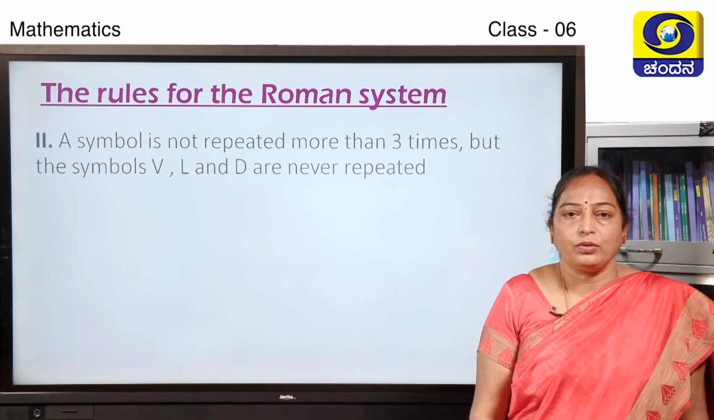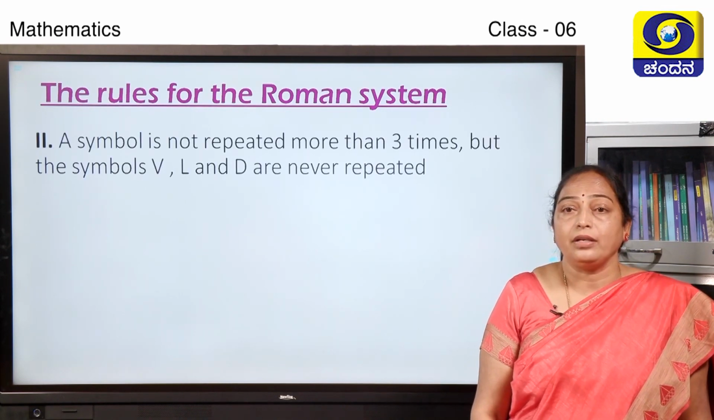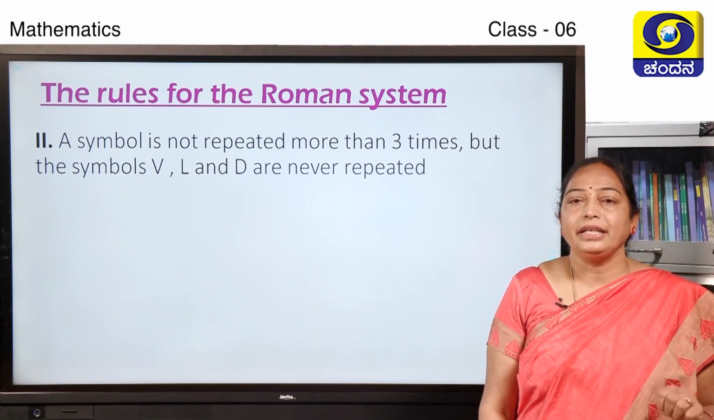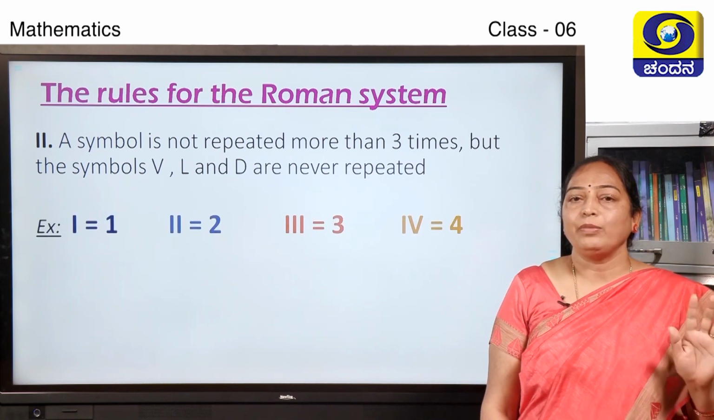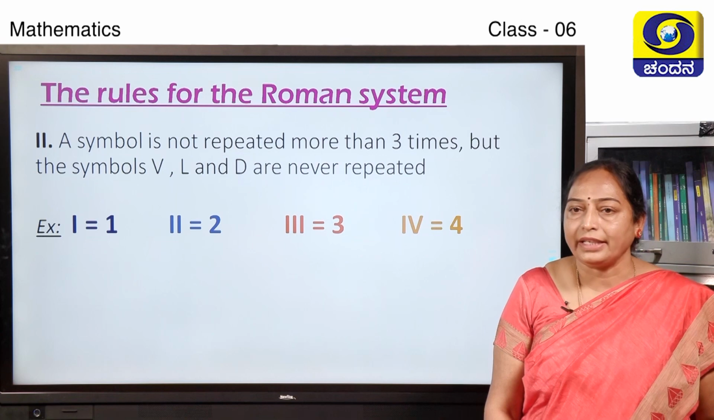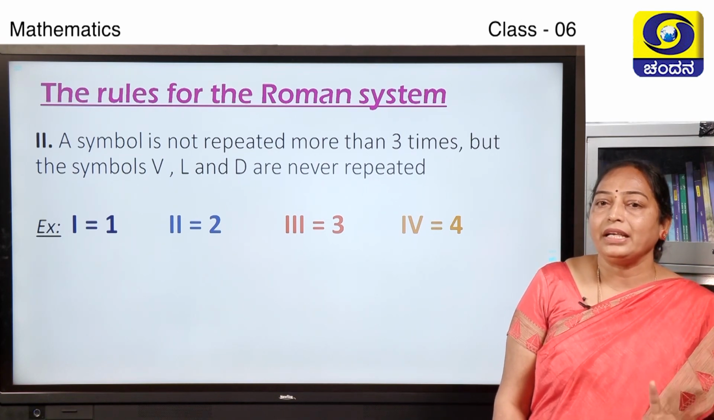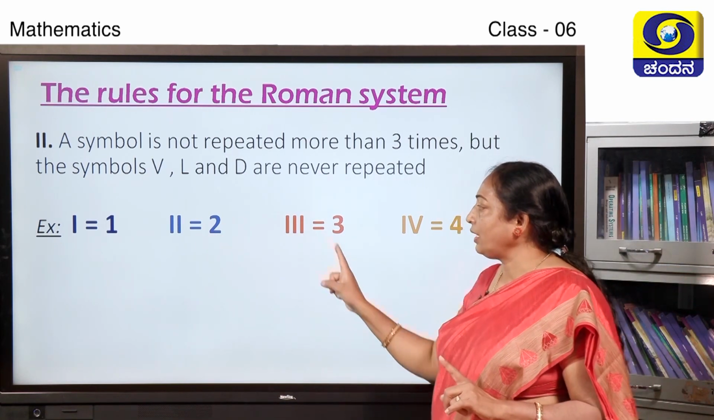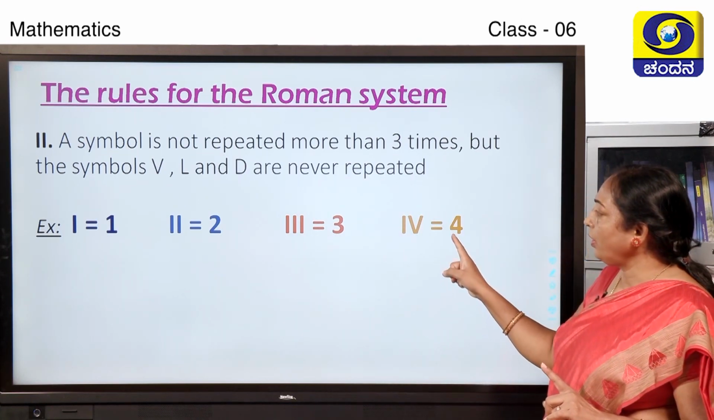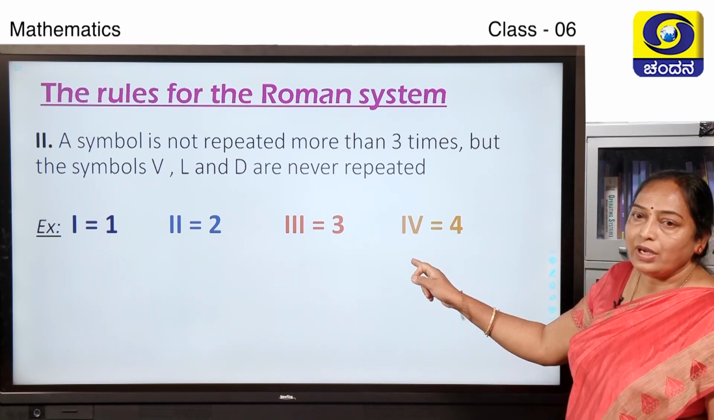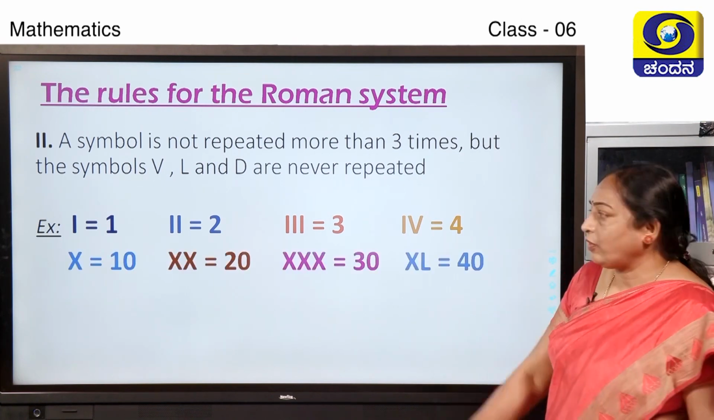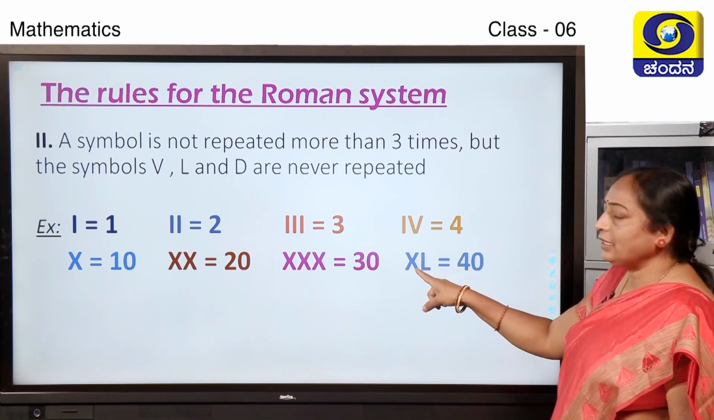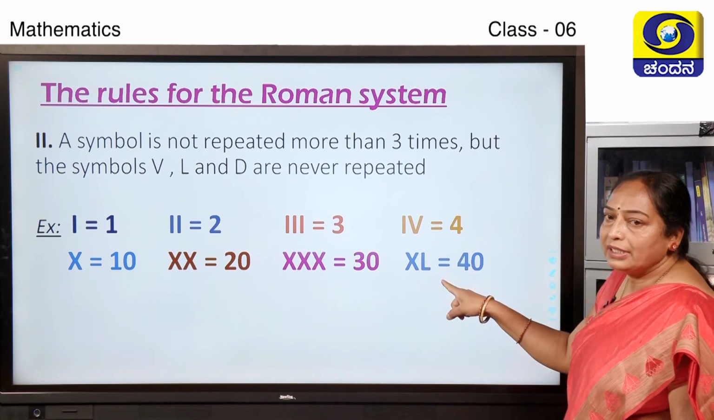What is the second rule? A symbol is not repeated more than 3 times, but the symbols V, L, D are never repeated. For 1 it is I, 2 is two I's, 3 is three I's. For 4, how do we write here? IV. Soon we should learn about this. 1 X for 10, 2 X's for 20, 3 X's for 30. How do we write 40 here? It is XL. How do we get it? We should learn in the next rule.